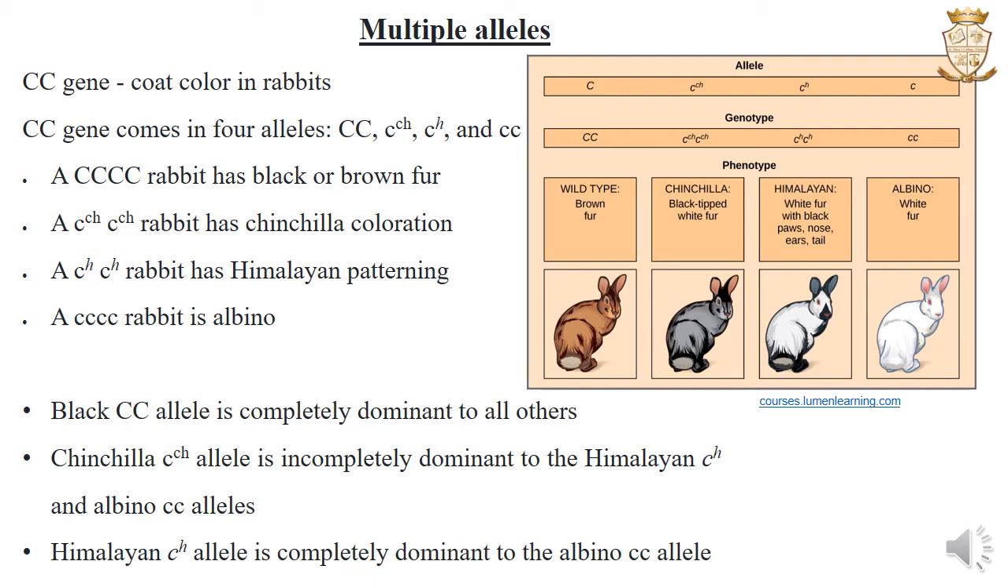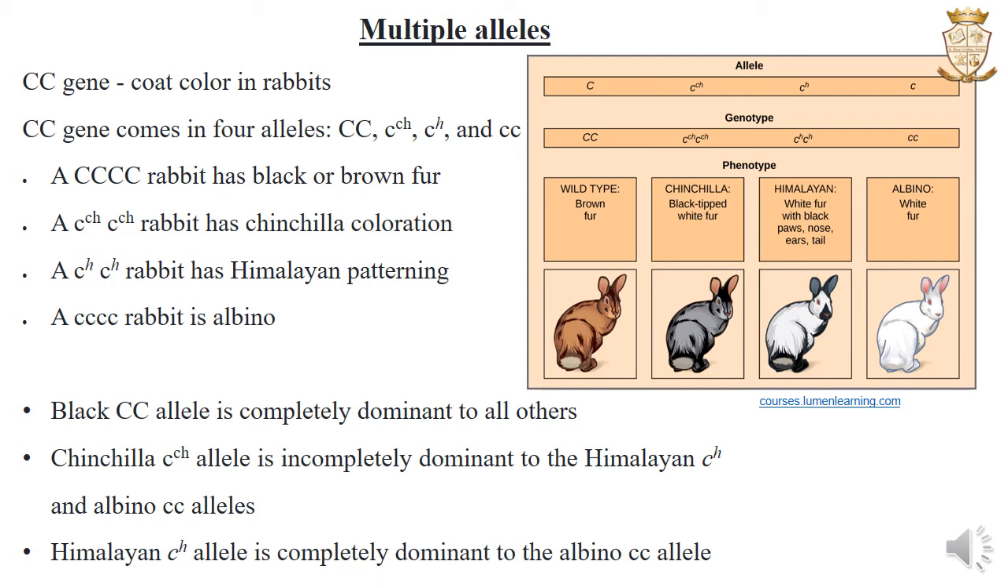So the first one is the wild type, which will have black or brown fur. The chinchilla will have a black tipped coat with white fur. And the Himalayan patterning is a rabbit having white fur with black paws, nose, ears and tail. And the small case c rabbit is albino, having a white fur.